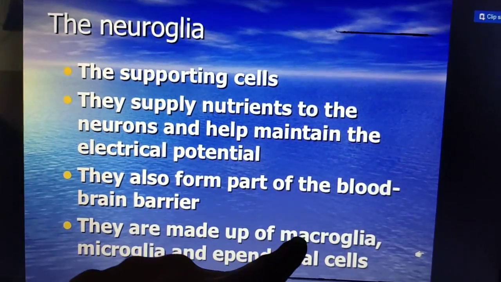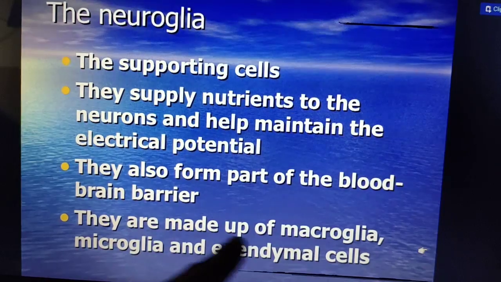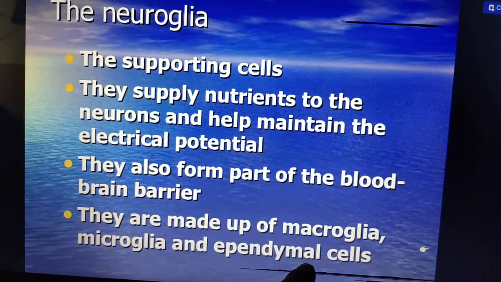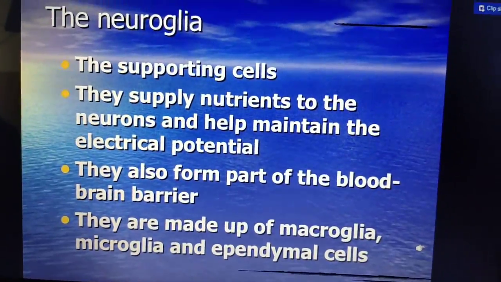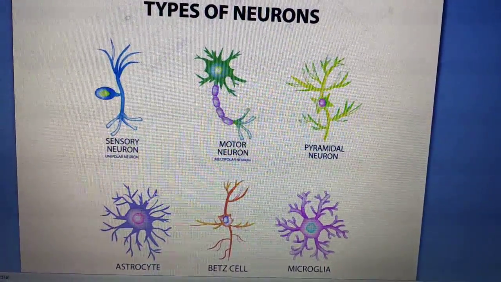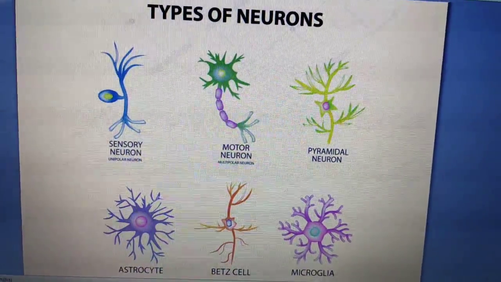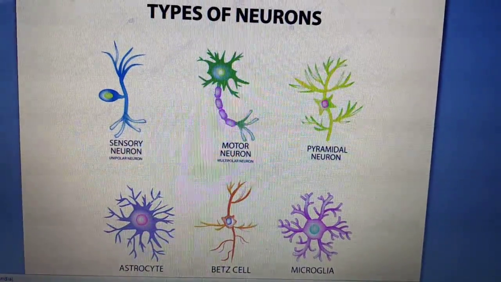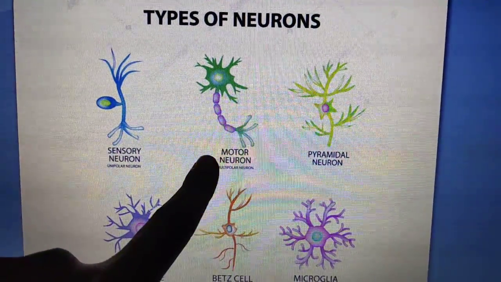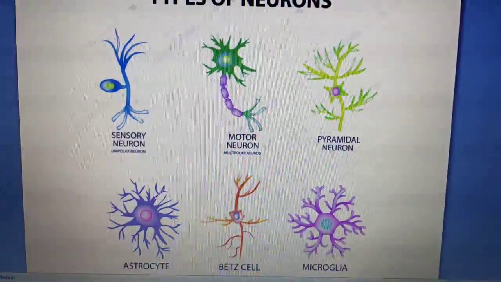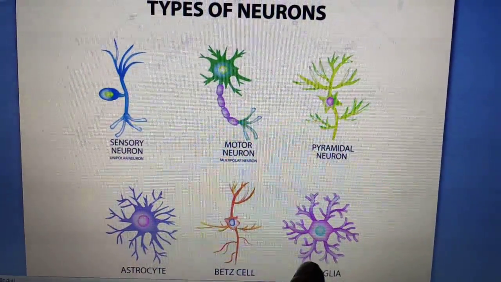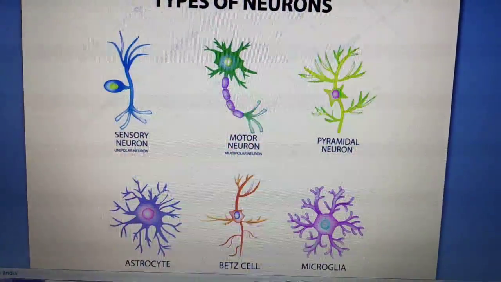And again we have the types of neuroglia. So what are those? Macroglia, microglia and ependymal cells. Now we'll see what are the types of neurons. This is a very simple answer. Mainly, in the types of neurons, we have sensory neurons, motor neurons, pyramidal neurons, astrocytes, beta cells and microglia. If it is big, we call it macroglia.